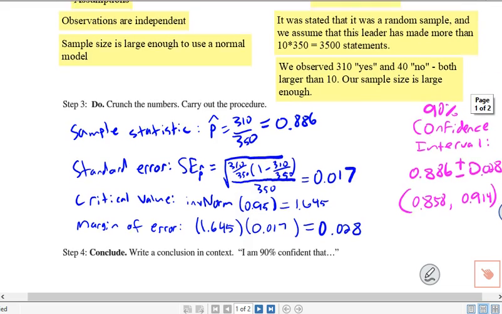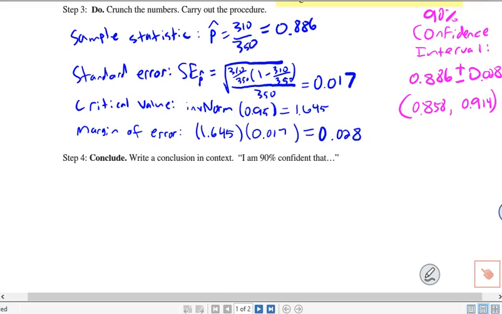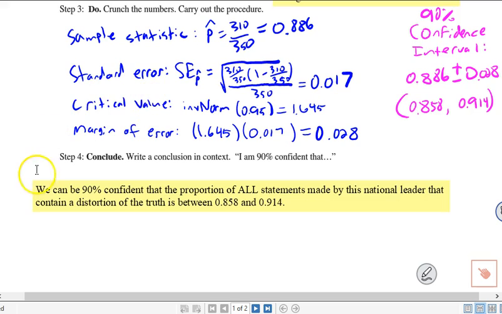We crunch the numbers. And finally, we write a conclusion in context. It would sound something like this. We can be 90% confident that the proportion of all statements made by this national leader that contain a distortion of the truth is between 0.858 and 0.914. And again, there's the word all. We're not trying to make a confidence interval for our sample. It's the proportion of all, the population parameter, that we're trying to estimate here. And so that needs to be captured in the conclusion.